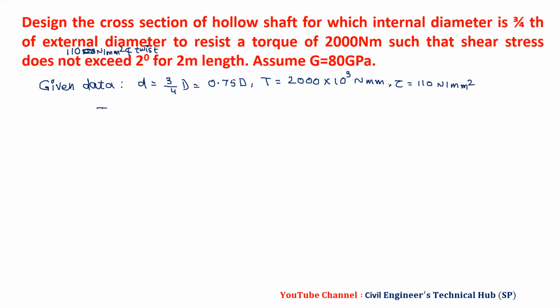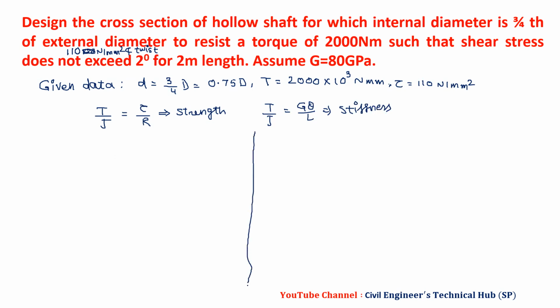So now we have formula T by J that is equal to tau by R. So the value we will get from this will be strength criteria. And second value we got, T by J is equal to G theta by L. This is stiffness criteria. And maximum of the two we have to consider as diameter. So now we will go with this. So now we have hollow shaft.